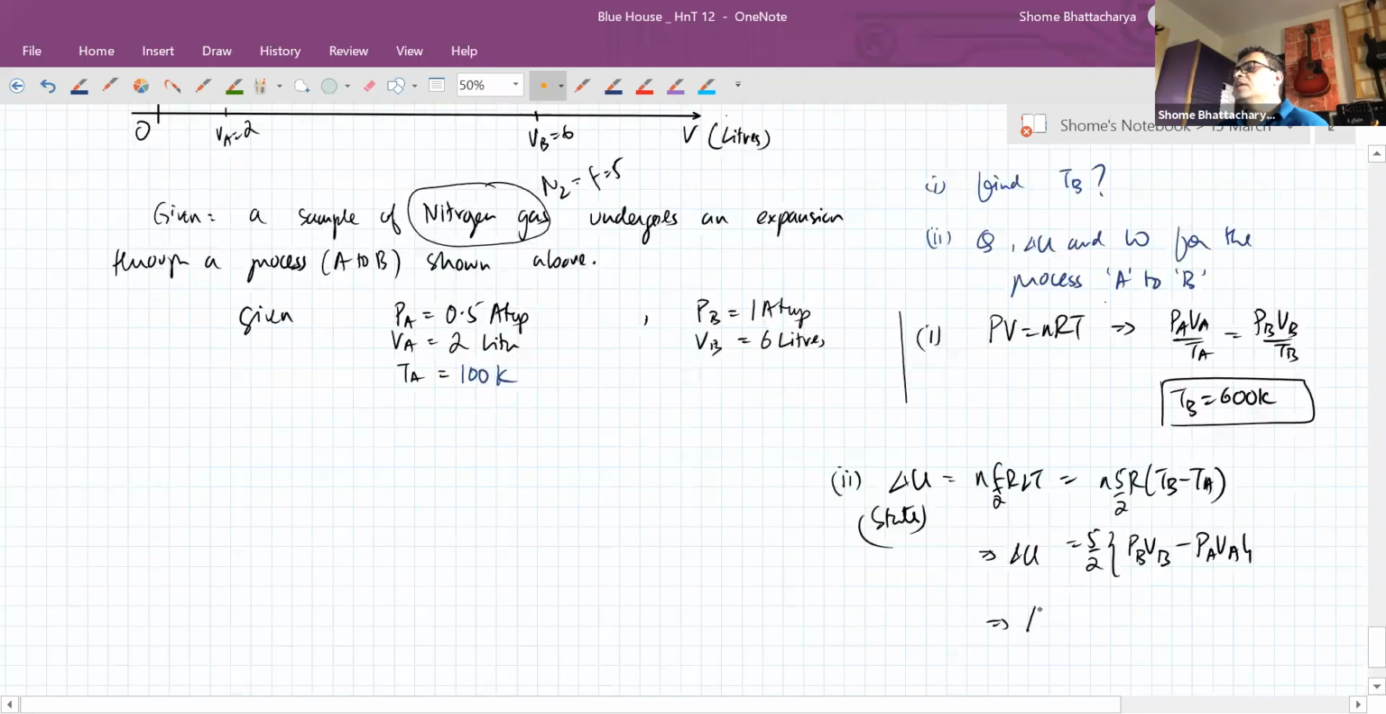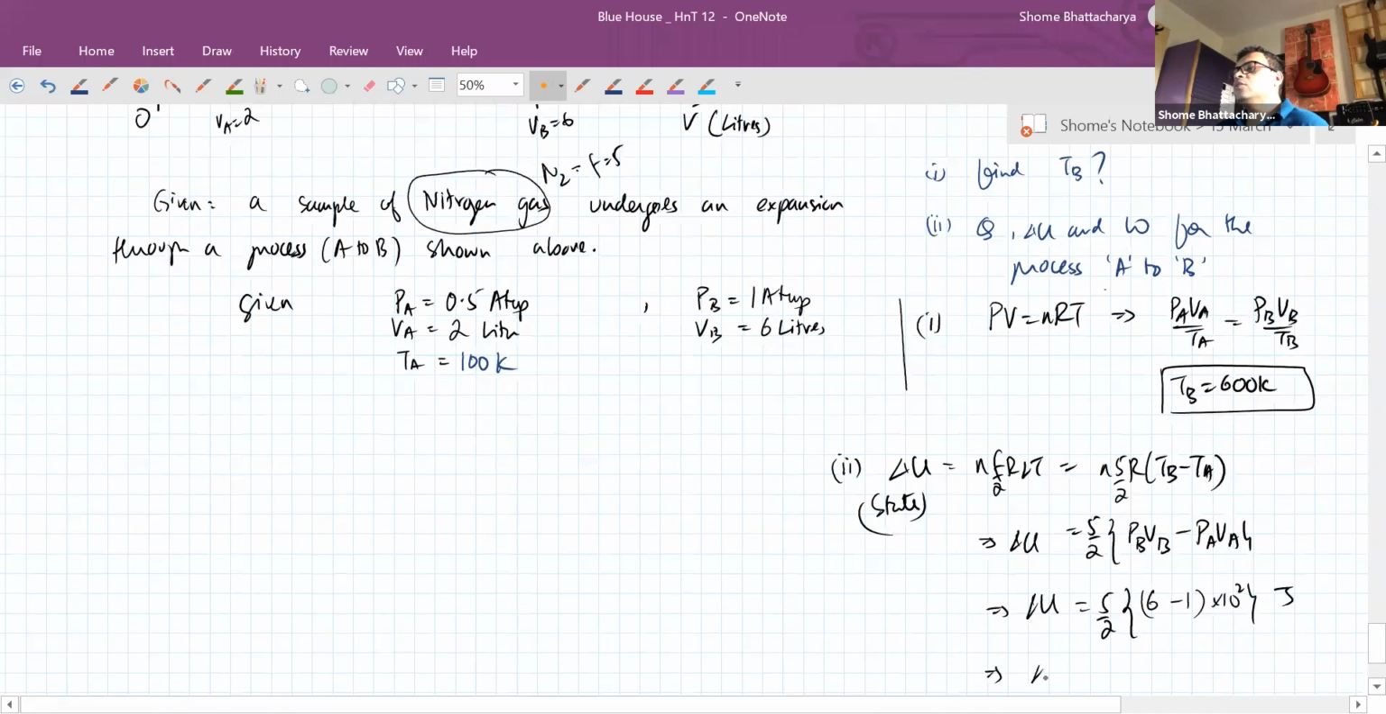So my state function delta U comes out to be 5 by 2 into 6 minus 1 into 10 raised to power 2 joules. So the internal energy is increasing by a factor of, how much is this now? 2500 by 2. So that is plus 1250. Yeah, Samarth, your answer was correct. This confirms that.